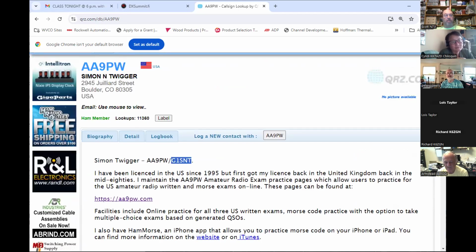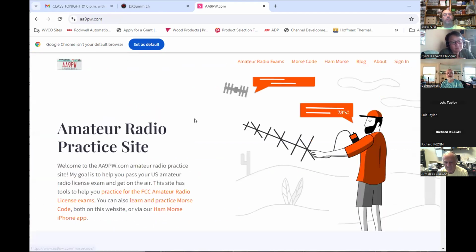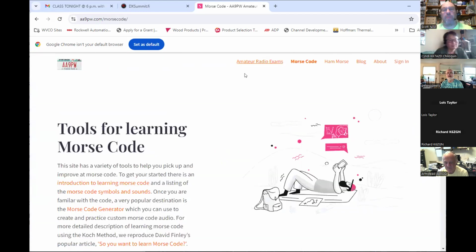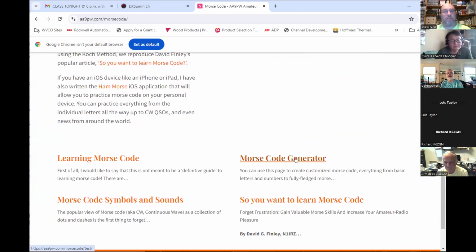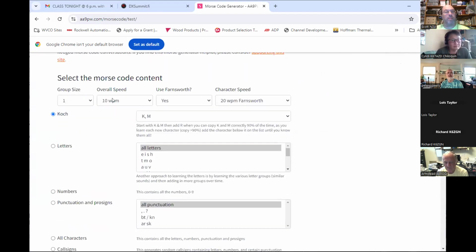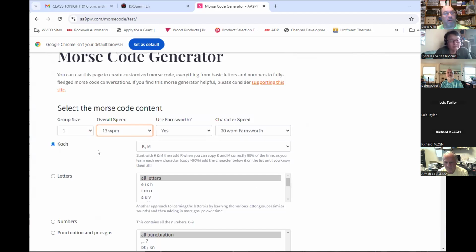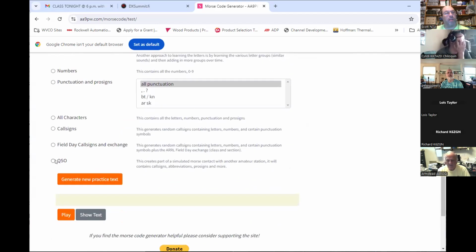There you go. I also have Ham Morse, and this is his iPhone. This is his website again, which I actually have been using for a very long time. Notice this Morse code generator. Set it for 13 words a minute. Oh, let's see. Let's go with QSO. Go.